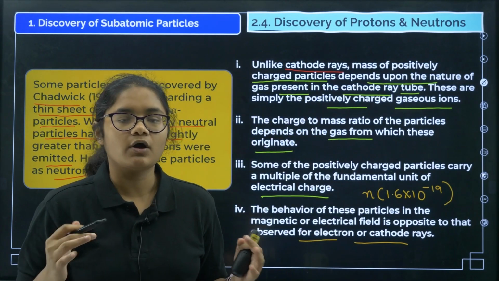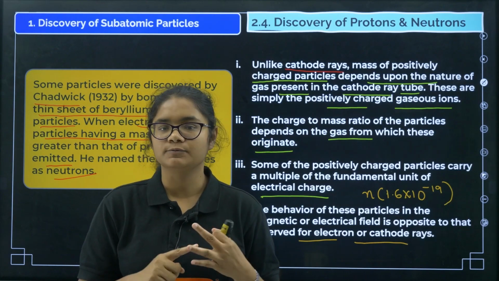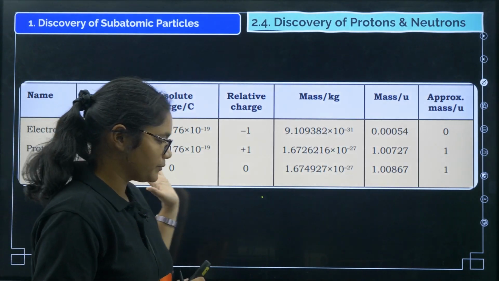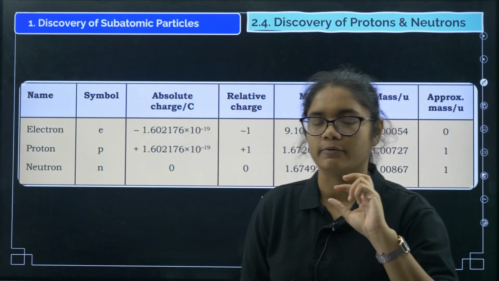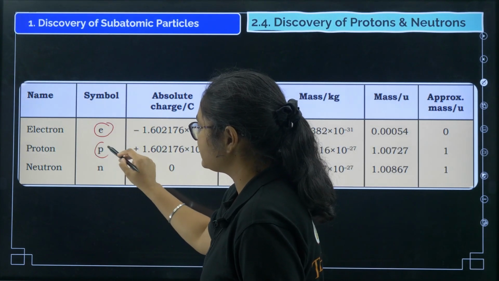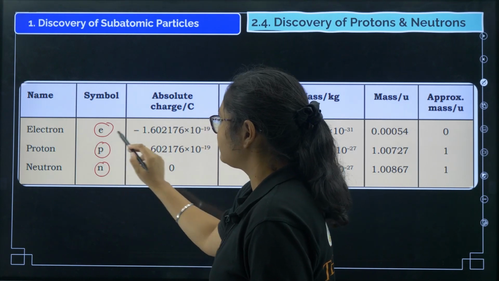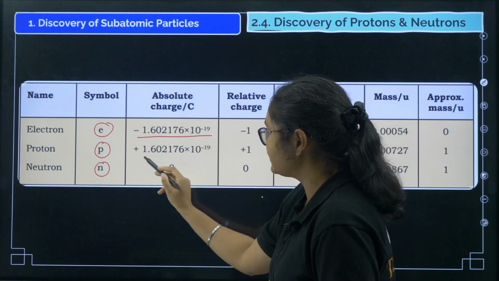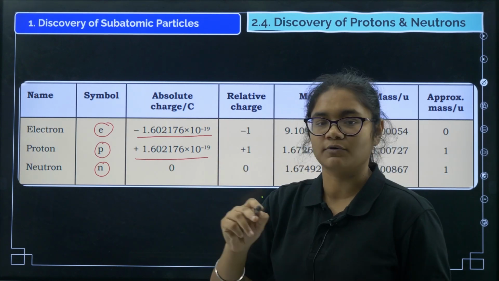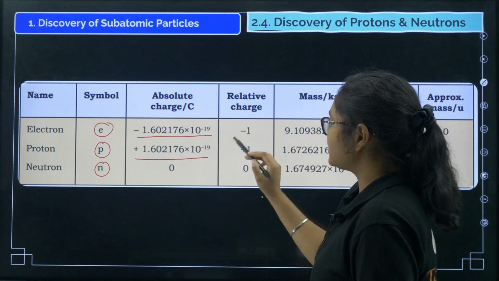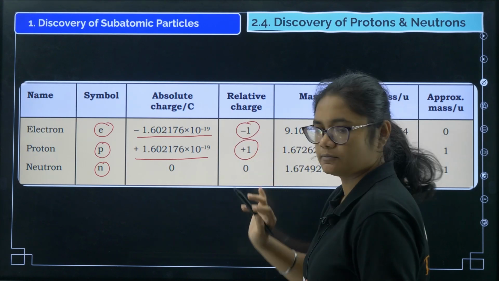Okay, so this was all about the discovery of electrons, protons and neutrons. Now let us have a quick review of their masses and charges. The electron symbol is e, proton is p, neutron is n. The electron charge is minus 1.6 into 10 to the power of minus 19. Proton is just the opposite, plus 1.6 into 10 to the power of minus 19. Now the relative charge is minus 1 and plus 1.